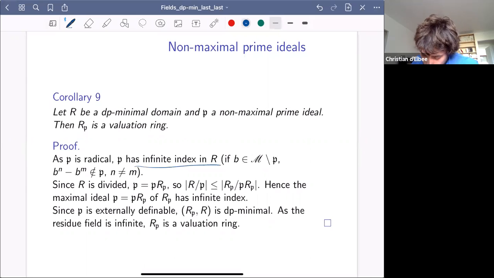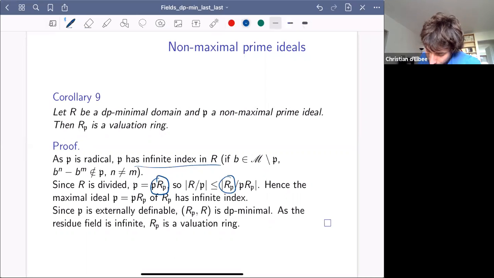Now, because R is divided, P is PR_P. So PR_P, what is it? This is the maximal ideal of R_P. When you localize, you get a local ring, and here in R_P, the maximal ideal is PR_P. And because it's divided, it's also P. It's the same set.